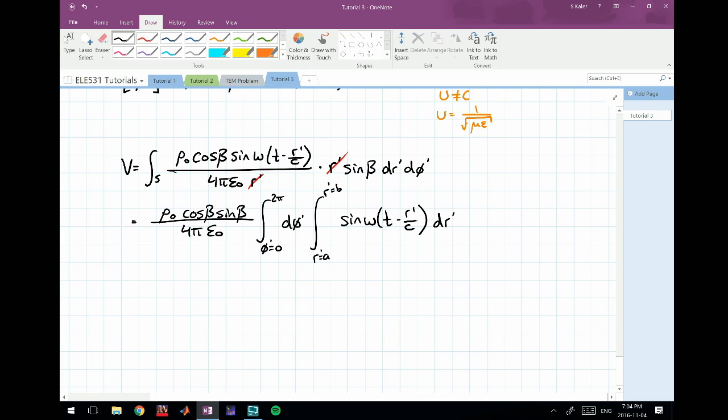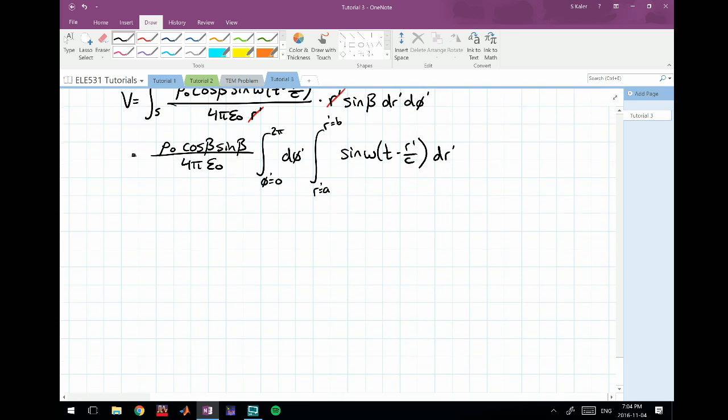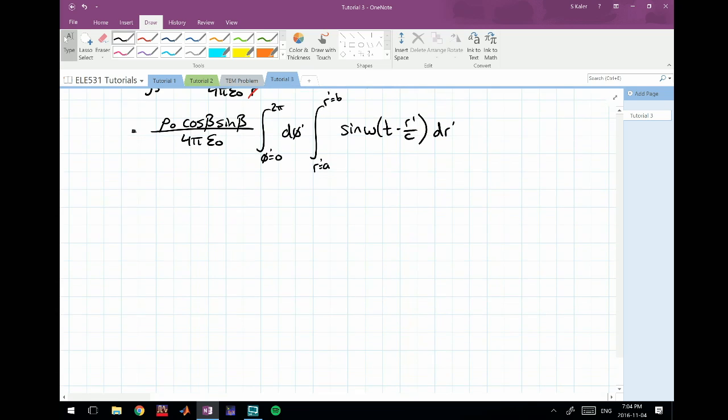Any questions so far? This is a relatively simple integral. It's literally just a substitution. You would substitute u equals t minus r prime over c, do the integration, whatever. I'm not going to go through all that; I would hope you can figure that out on your own at this point. And then this integral here is even easier. It's just multiplying by 2 pi.